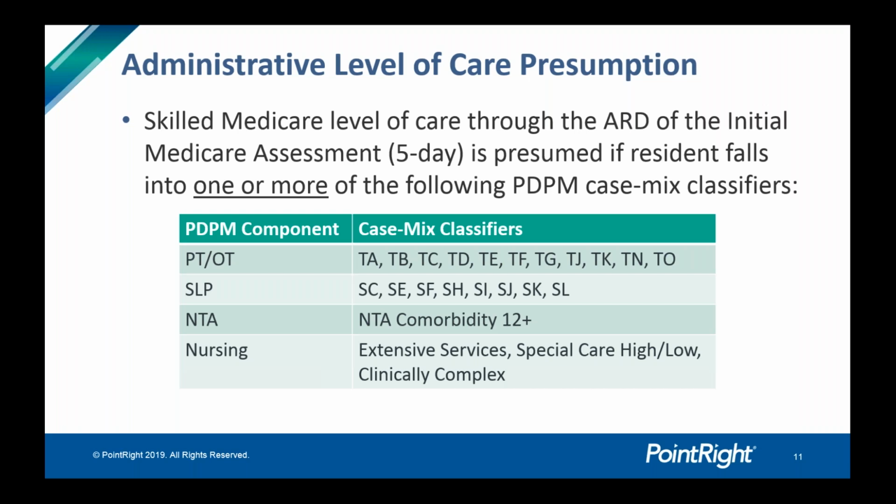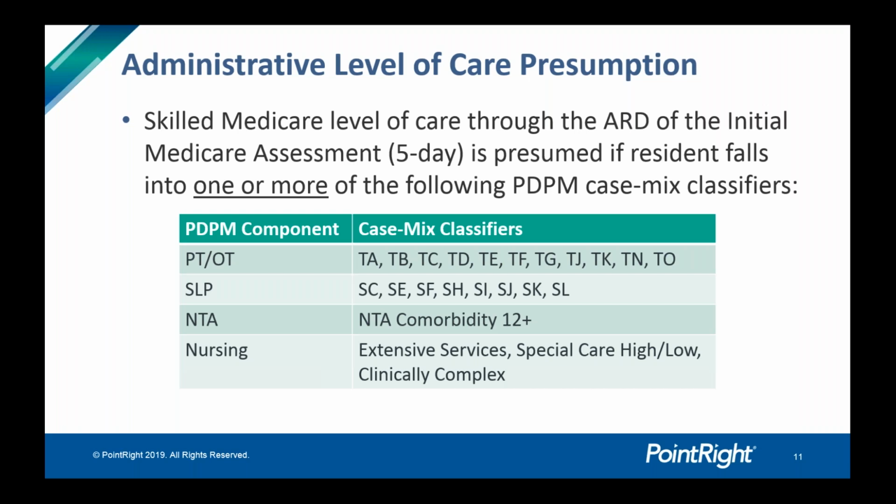So it was nice and easy because, of course, there can only be one RUG at any given time for a resident. So if this person is at least a clinically complex, you know that they at least pass that first bar of assuming an administrative level of care. Now, under PDPM, there are more pieces involved because the resident may qualify for administrative presumption if they fall into at least one of the following PDPM case mix classifiers.